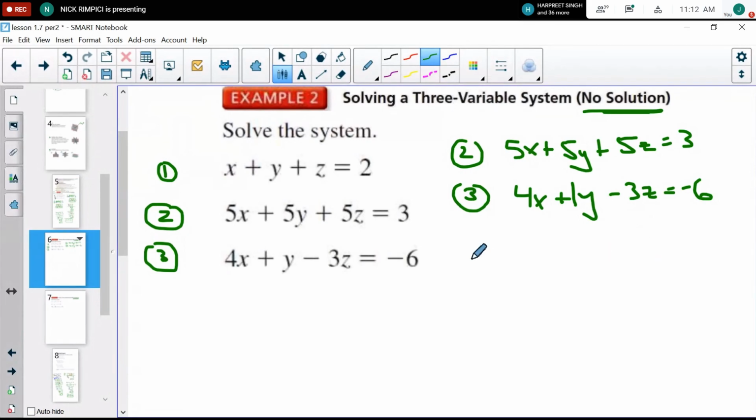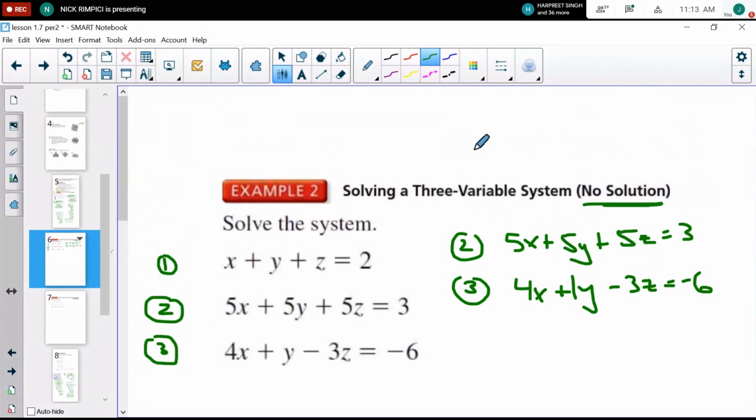So y has 5 in one of them, right? And it has 1 in the other. Okay. So I can turn 1 into a 5. How do I turn 1 into a 5? What do I do to it? How could I turn it into a 5? Anybody have any suggestions? Multiply by 5, but it has to be a -5.